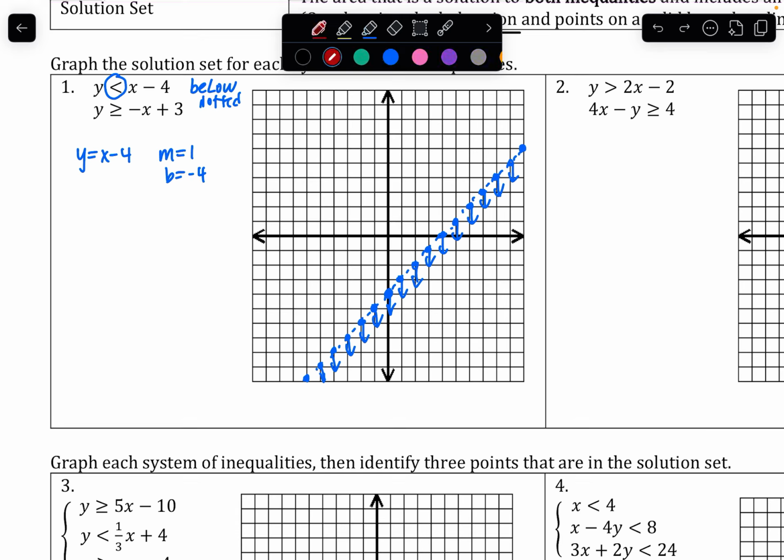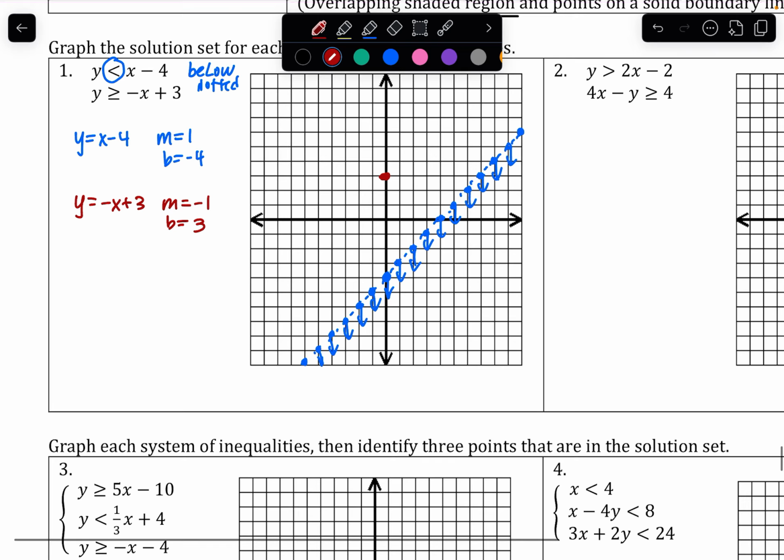Okay, and so our next inequality is, I'm going to start with the boundary line, -x plus 3. And so our slope is -1, our y-intercept is +3. So start at 3 on the y-intercept, and we're going to go down 1, right 1, down 1, right 1. When it's -1, think of your rise as being down instead of up. Okay, the most common mistake I see is messing up negative slopes. And so if you have a negative slope, it should be a decreasing line going down the mountain.